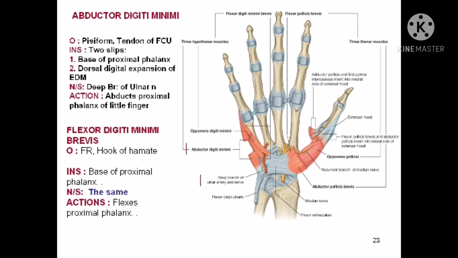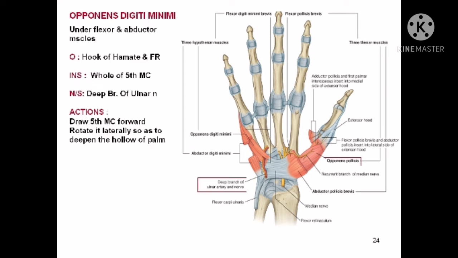The flexor digiti minimi brevis muscle arises from the flexor retinaculum and the hook of the hamate bone. It inserts at the base of the proximal phalanx, and its nerve supply is the same as that of the abductor digiti minimi. Its action is that it flexes the proximal phalanx.